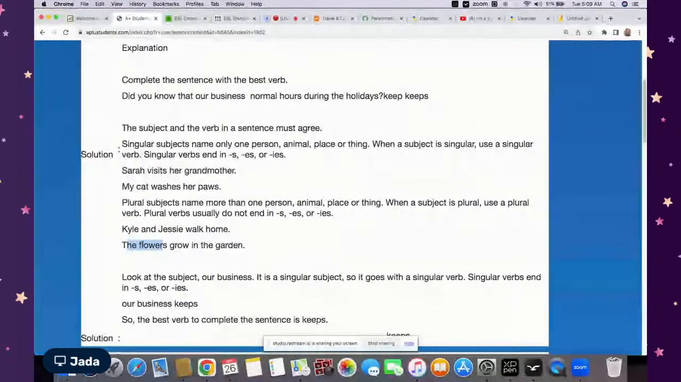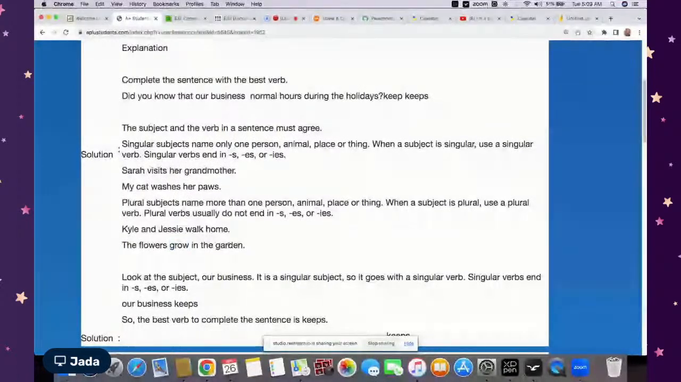So the S. And then the grow here stands for what? The verb. So you see that the verb does not have s, es, or ies. Of course, that's how it should be for the plural verb. It doesn't have s, es, or ies. So the flowers grow in the garden.